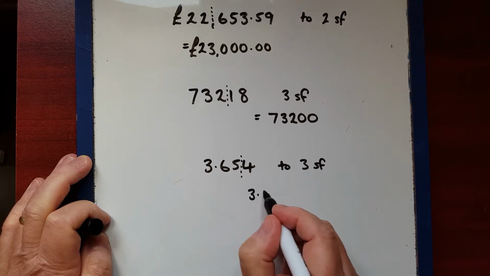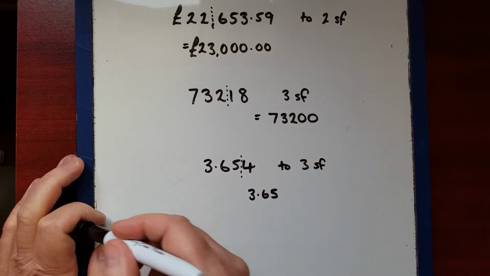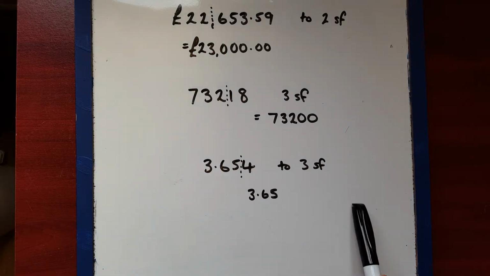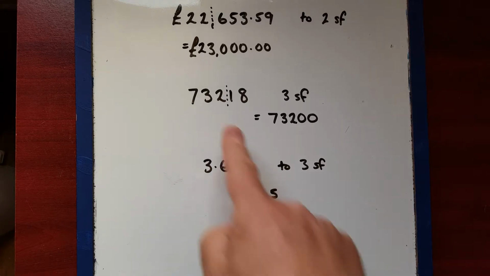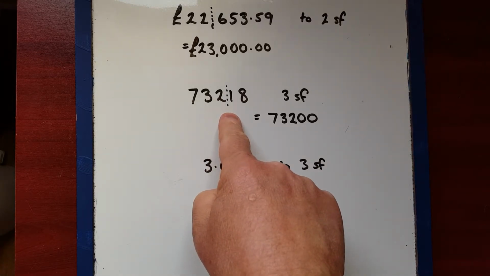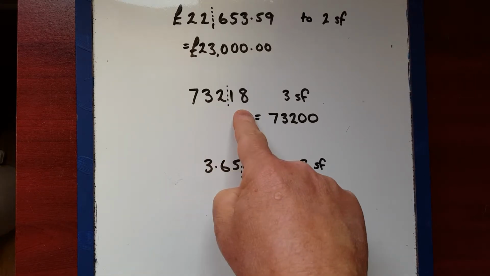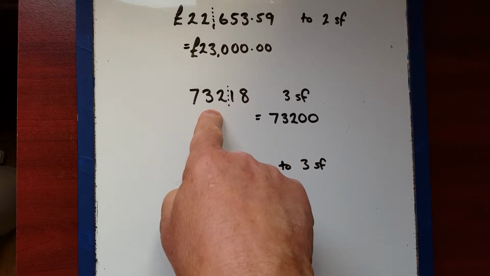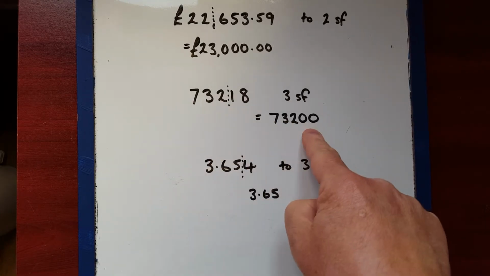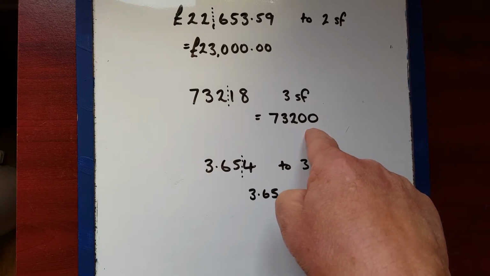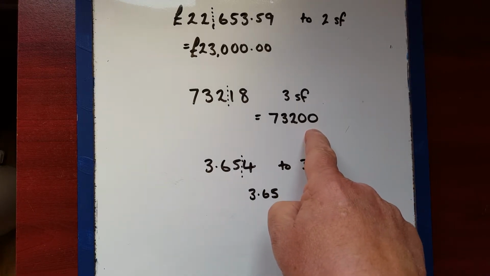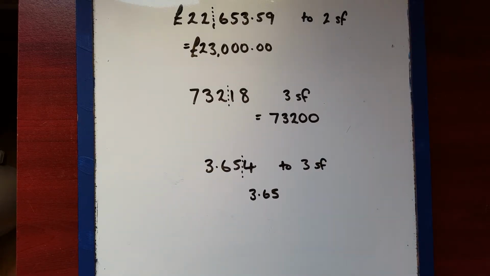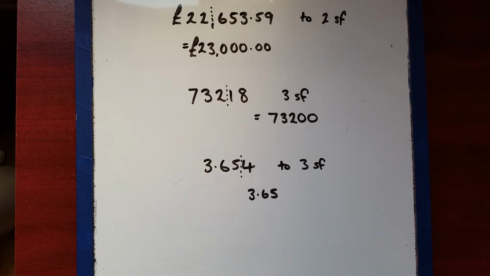So that becomes 3.65. Now, you can put a 0 there if you want to, but because it's a decimal and because that 0 is not going to change anything, you don't have to put it there. Obviously, in a whole number, you do. Here you've got 73,218. If you just lost that 18, you'd have 732. That's a totally different answer. So you must put the zeros in when it's a whole number so that you don't completely change the meaning of what you've said. But when it's a decimal, all the spare zeros at the end are no longer relevant, so you don't have to bother with them.